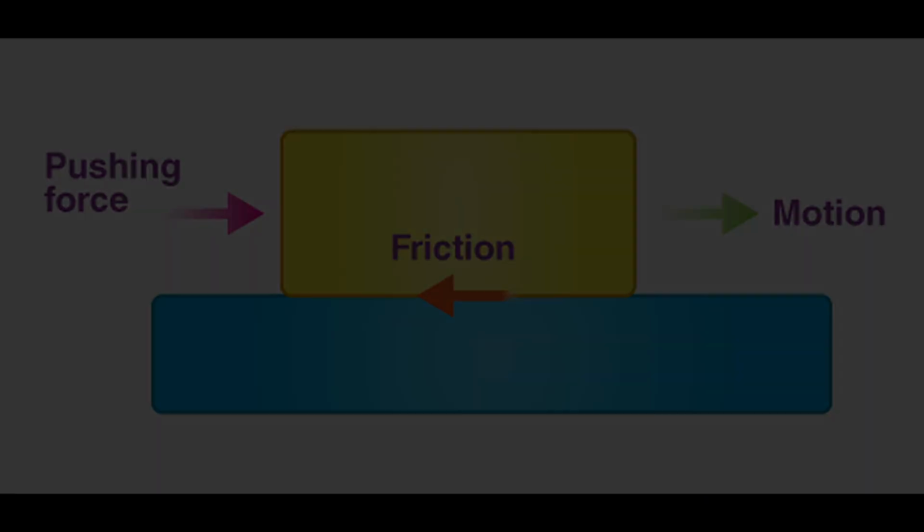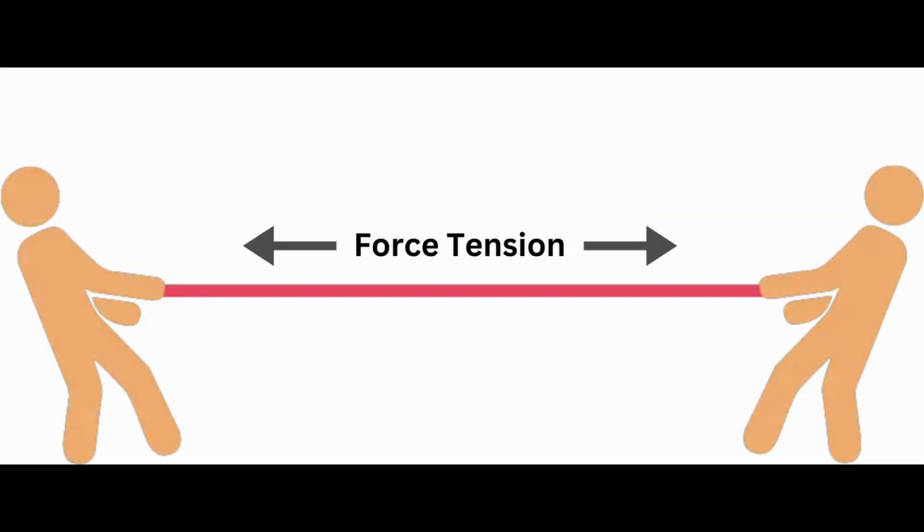A final type of force I want to talk about is tension. Tension is the magnitude of the pulling force exerted by something like a string or a cable or a chain. It's the opposite of compression. So compression is when you push something together, tension is when you sort of pull something apart.